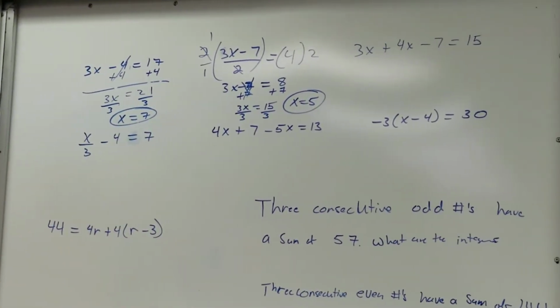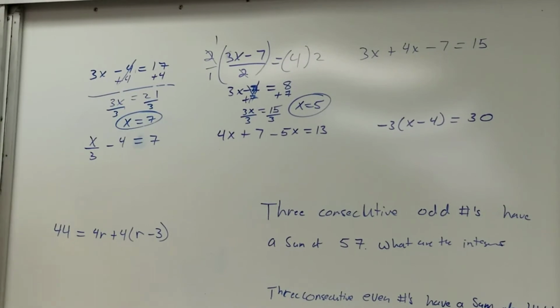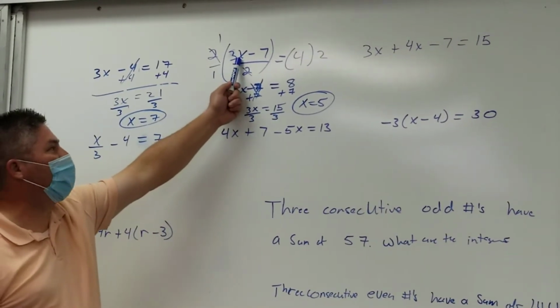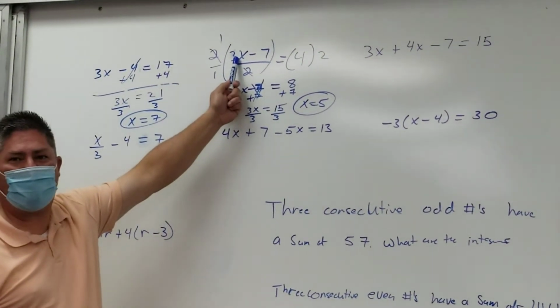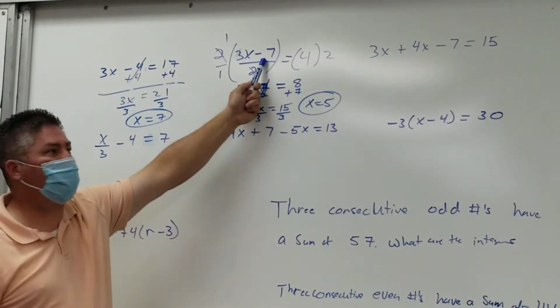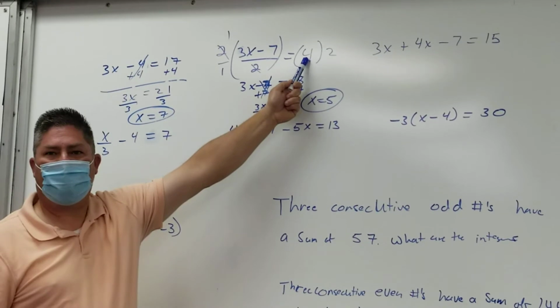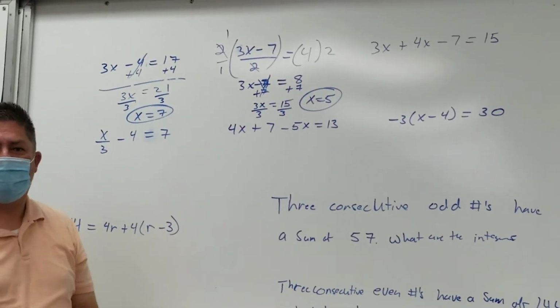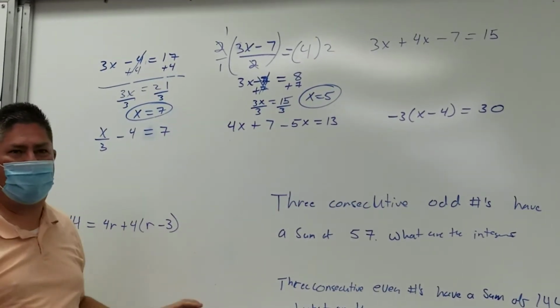No, we're not done yet. Let's check it. All right, let's check it really quick. 3 times 5 is? Well, it's easy. 15. 15 minus 7. 8. 8 divided by 2. 4. That's what it started with. Like I said, it's really quite easy to check it. It doesn't take very long.